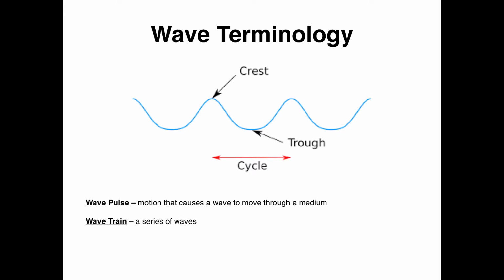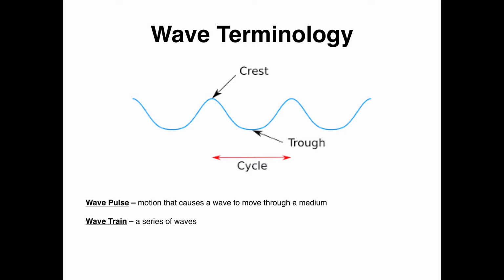A wave train, on the other hand, is a series of waves, one right after the other. What's pictured here is an example of a wave train because there's more than one wave present. This wave train can be initiated by a series of periodic motions. Think in terms of somebody dropping several rocks in the water sequentially very close together, and you get the idea of a wave train.